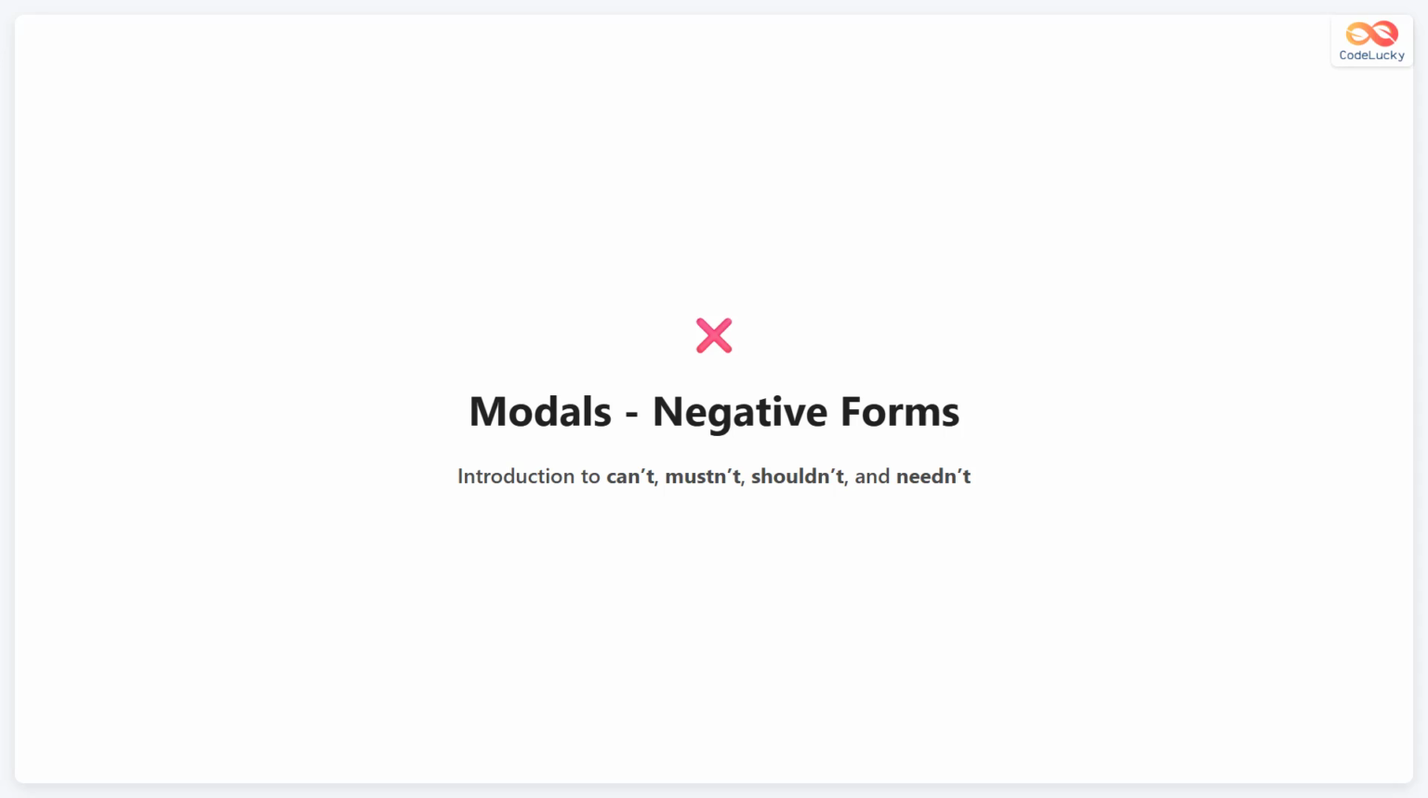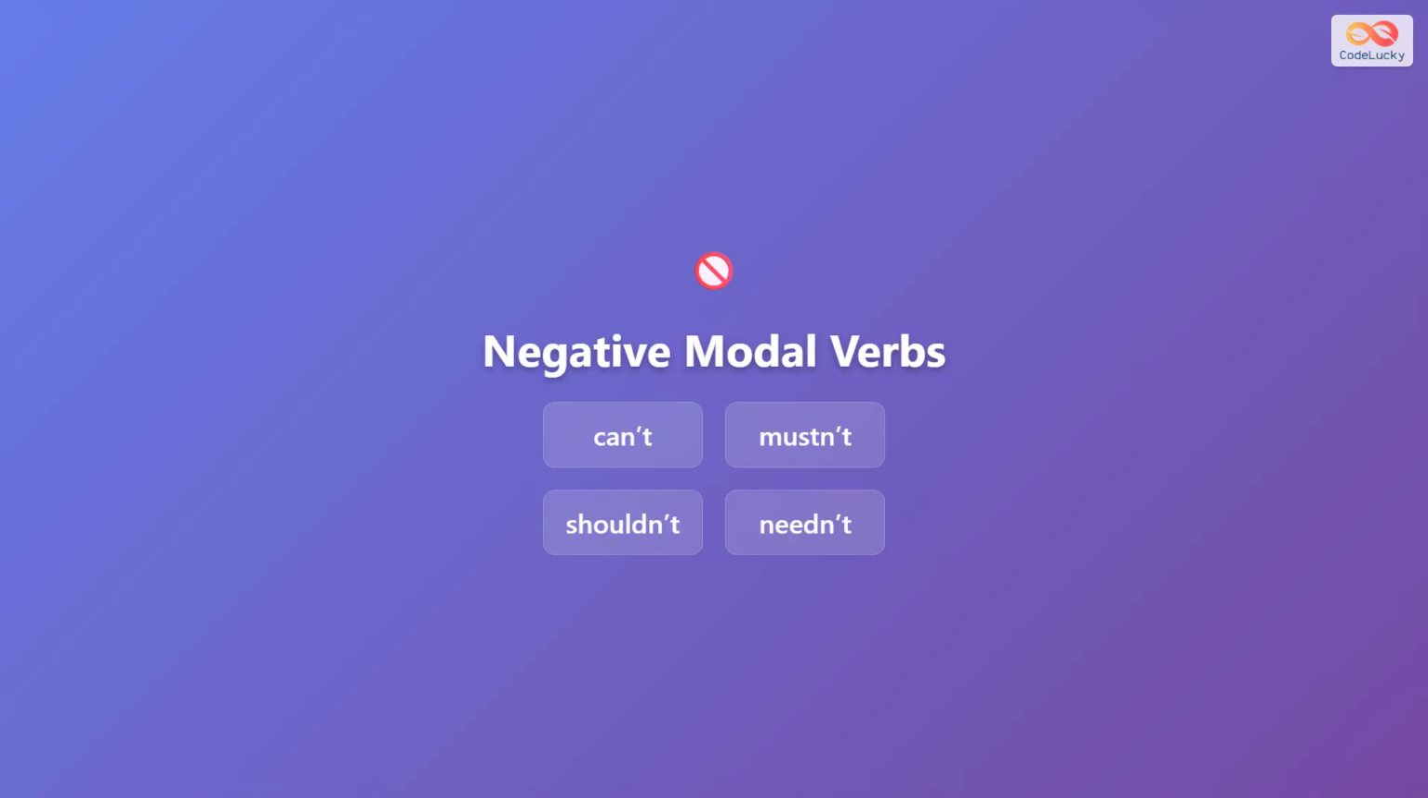Today we learn negative modal verbs: cannot, must not, should not, and need not. These special helping verbs show when something is not allowed, not possible, or not needed. Each one has a different meaning for beginners. The four main negative modals are cannot, must not, should not, and need not. Cannot shows impossibility, must not shows prohibition, should not gives advice against something, need not shows no necessity.